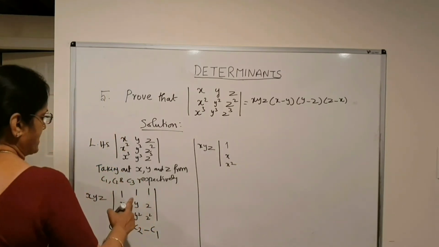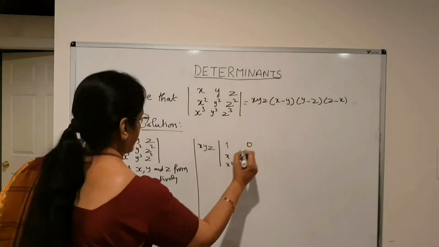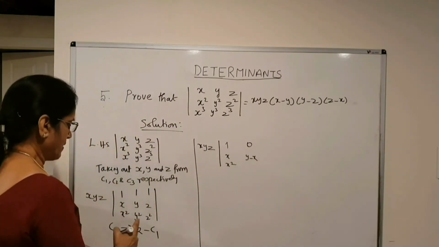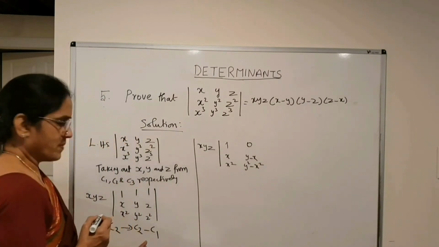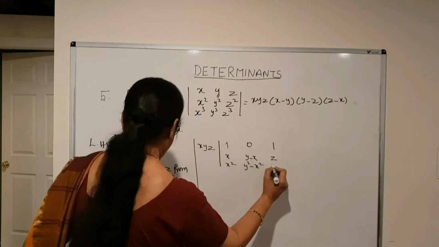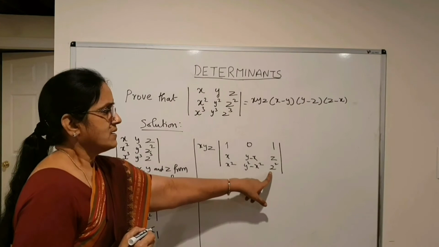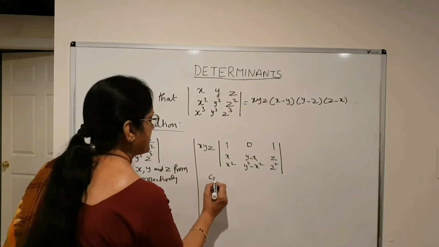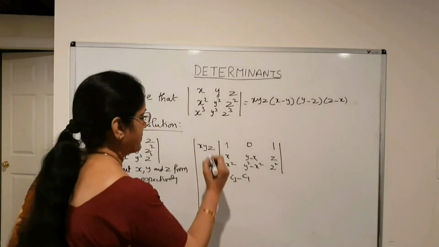Then C2 as C2 minus C1. So 1 minus 1, 0. Then y minus x. Next will be y square minus x square. Third column will remain the same. Okay, I am going to make this entry also 0 by doing the operation C3 as C3 minus C1. So what will I be getting?